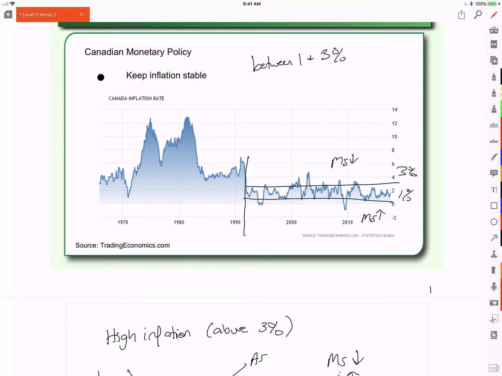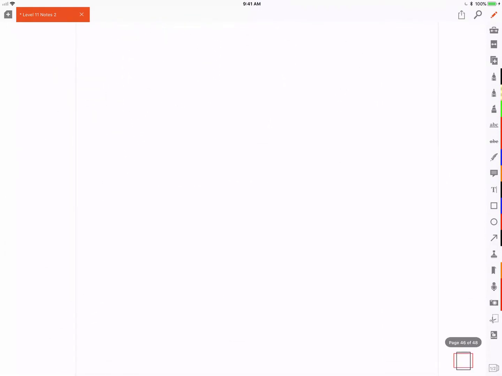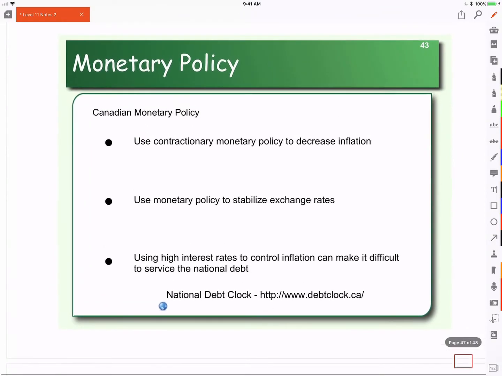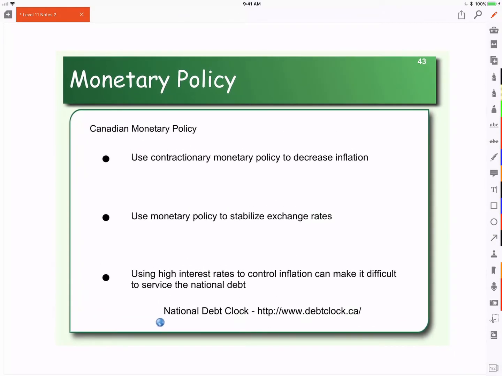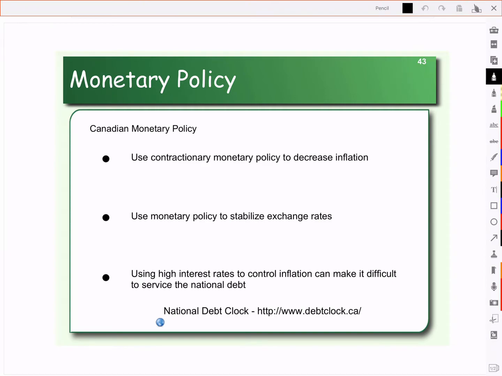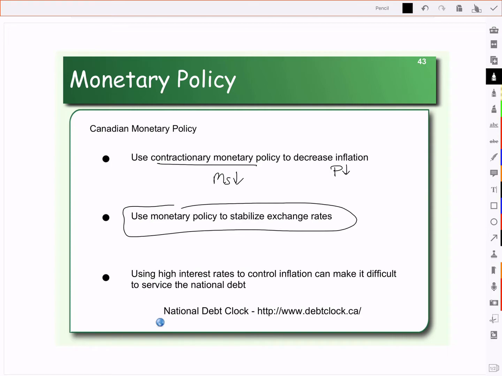But we also use the money supply to help create an exchange rate that's advantageous to trade. Okay, so if we want to decrease inflation, if that was our goal, we wanted to get prices to fall, then we could use contractionary monetary policy and make the money supply go down. But what if we want to use monetary policy to stabilize the exchange rates?